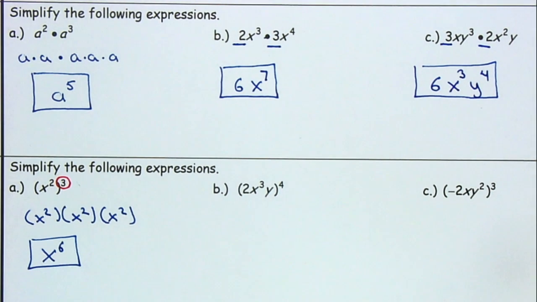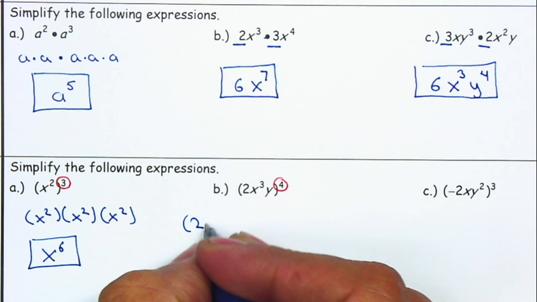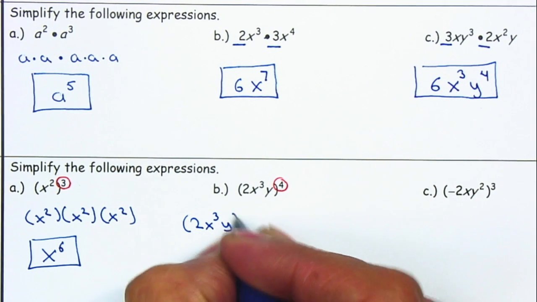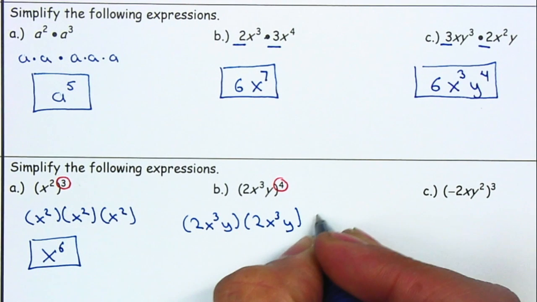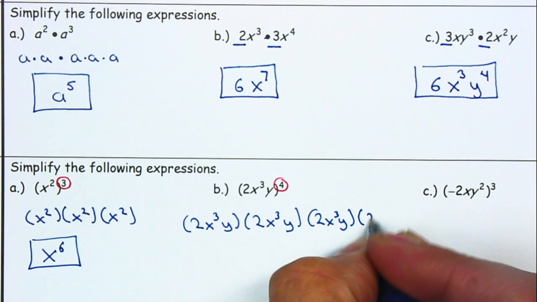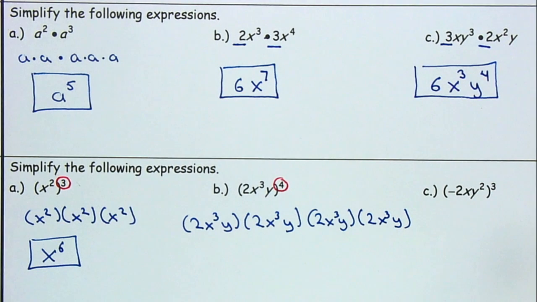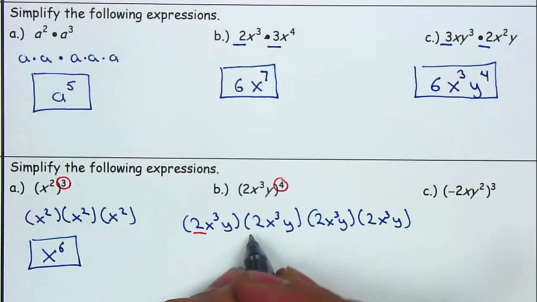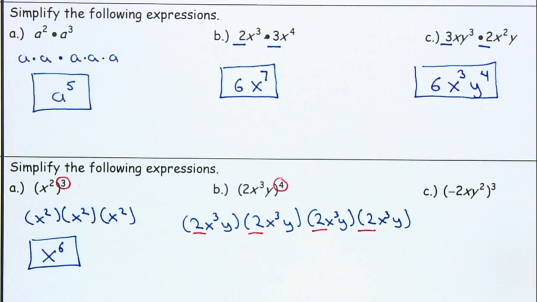So let's work with example B. Since I have an exponent outside the parentheses, I need to rewrite the expression 4 times. So it'll be 2x to the third y times 2x to the third y. That's the second time. 2x to the third y, and I need 1 more. 2x to the third y. I'm going to multiply the coefficients. 2 times 2 is 4, times 2 is 8, times 2 is 16.